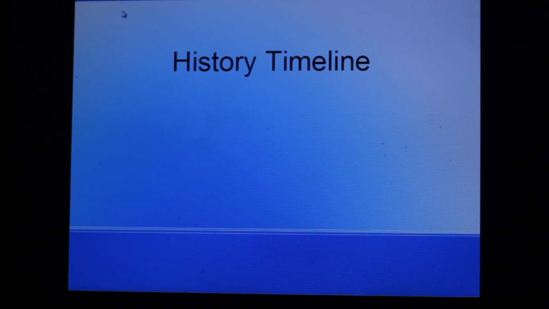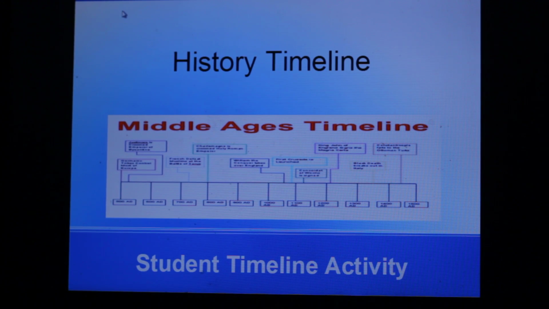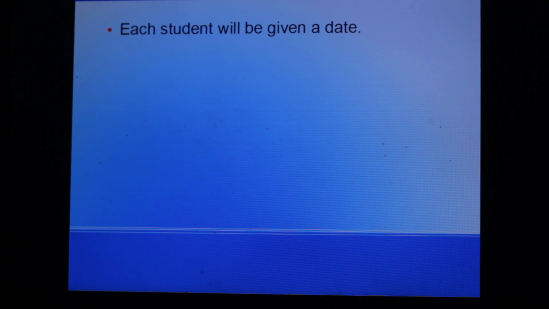Alright, we're going to do a timeline now. History timeline. On the Middle Ages, if it's 8th grade, it'll be United States history. Student timeline activity. Each student will be given a date. I'll call off a date out loud. I'll write it onto the board.